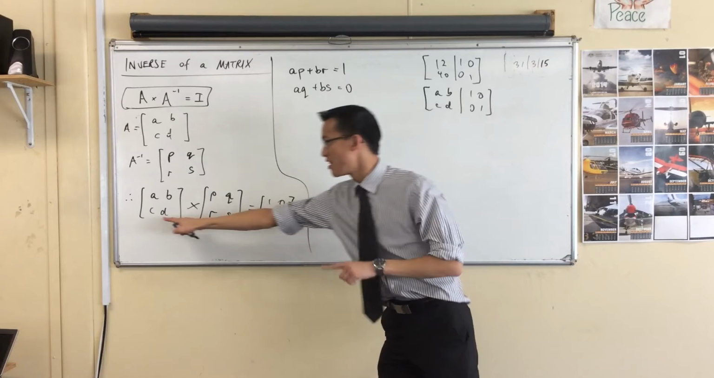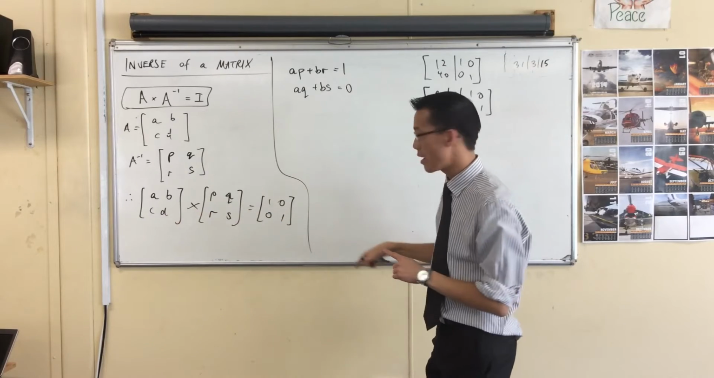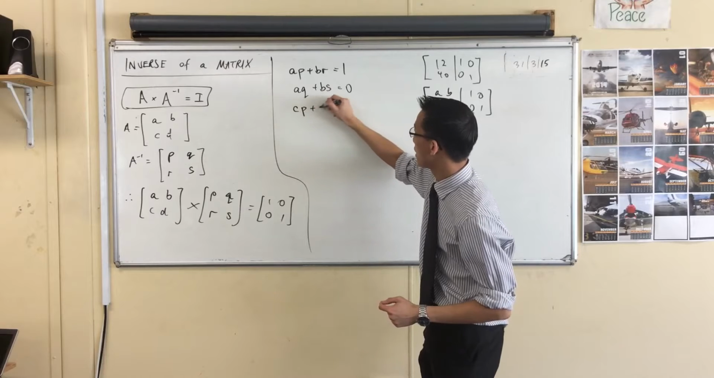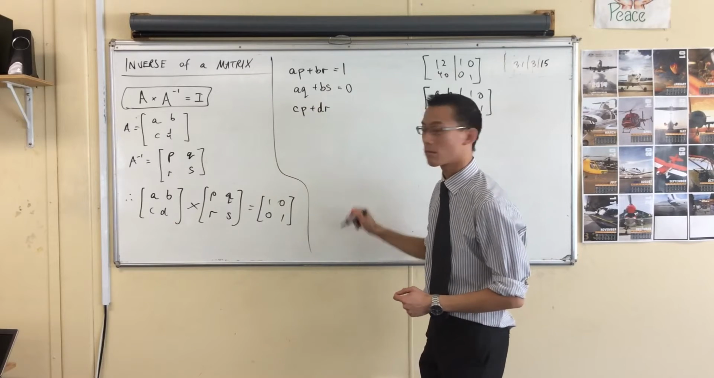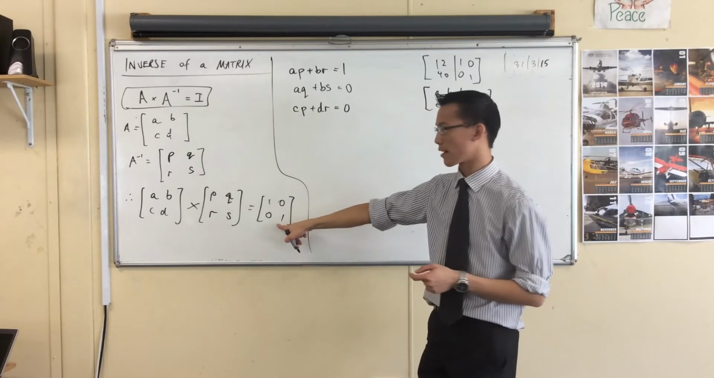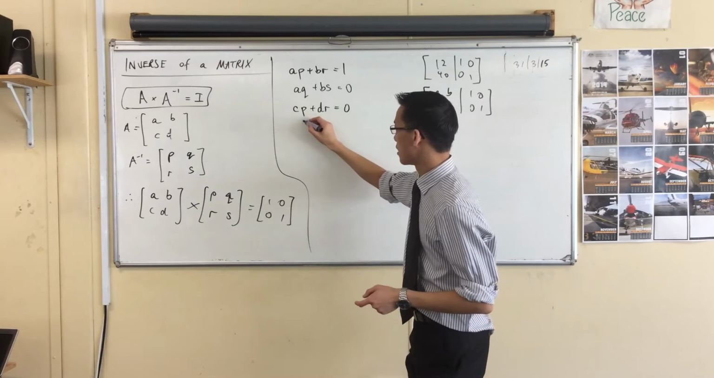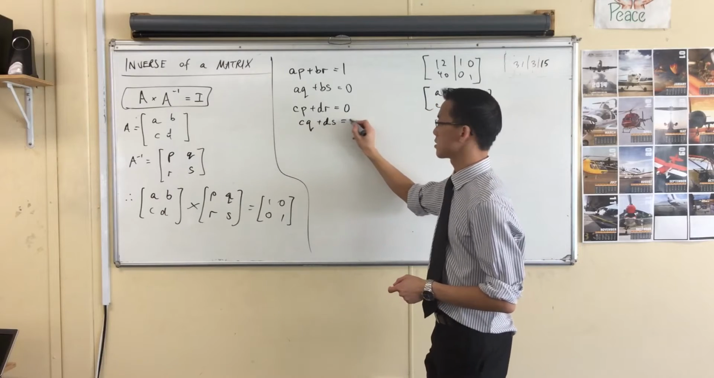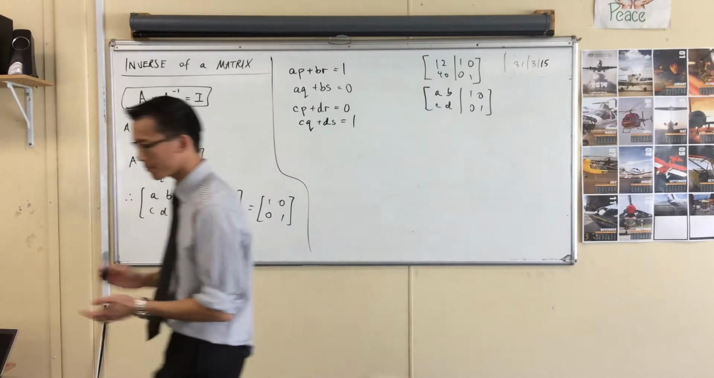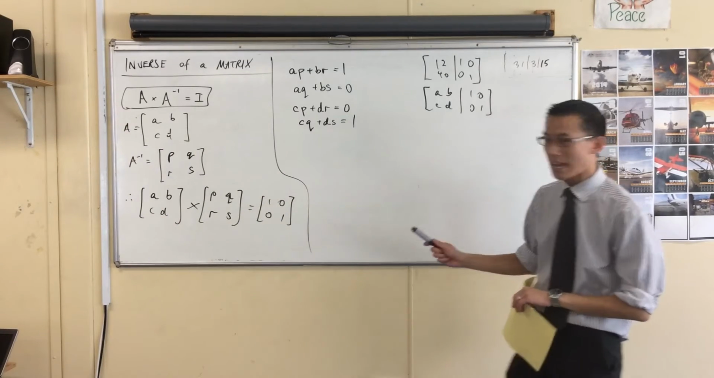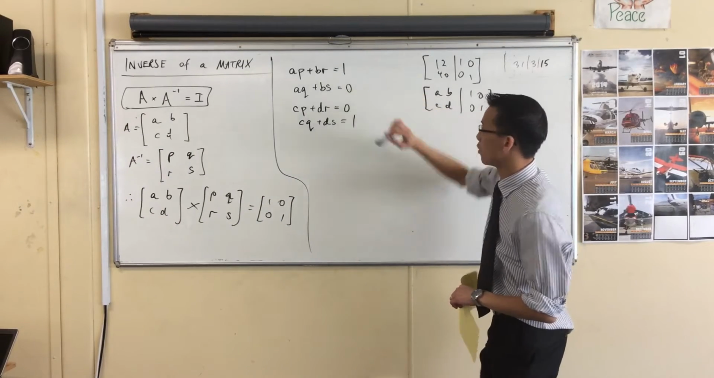I will go down to the next row to get the other 2 equations. So I'm going to go across this row now, C, P, D, R. That should give me 0 as well. And then my last dot product, this one over here, CQ plus DS. That's going to give me 1. Okay, so have a look at this. I could name these 1, 2, 3, 4.